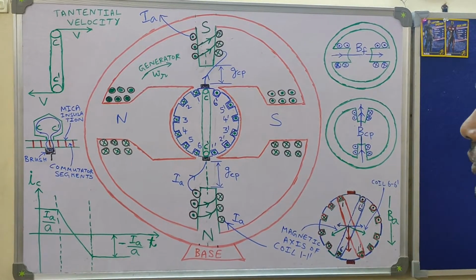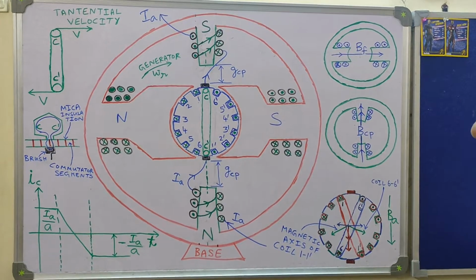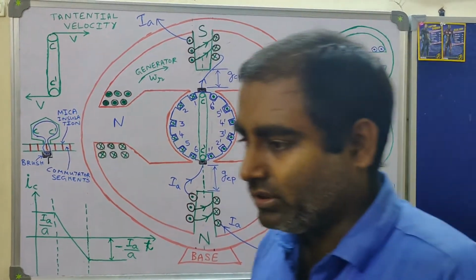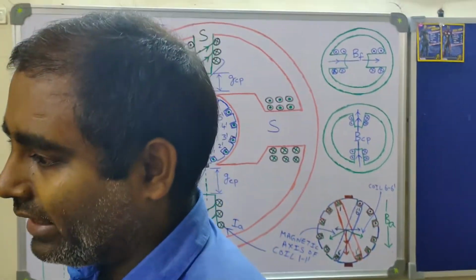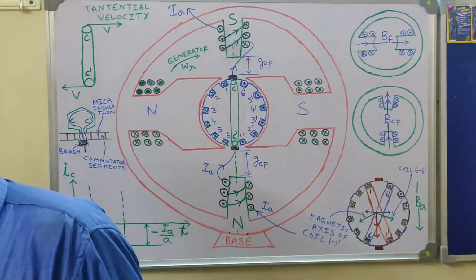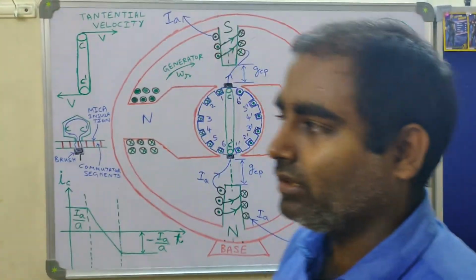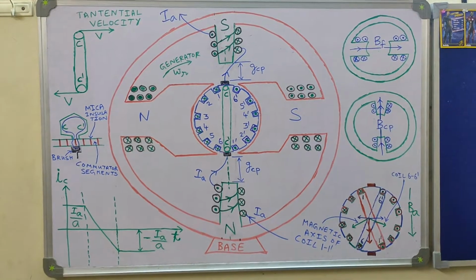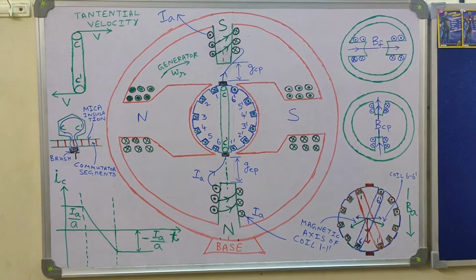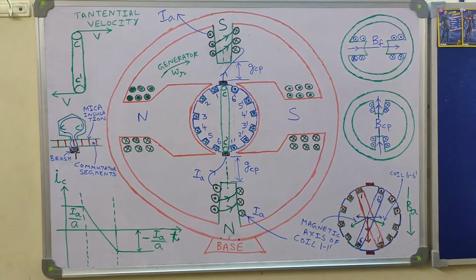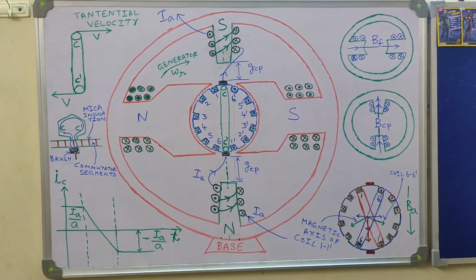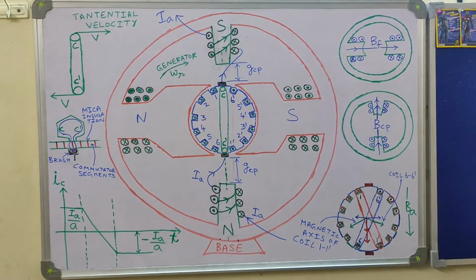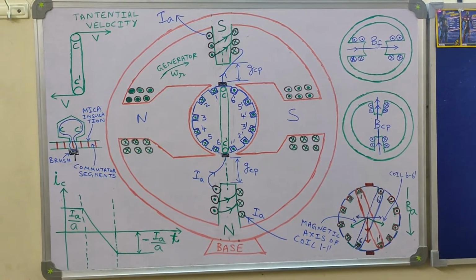Mechanical degree is something which we can see with our bare eyes. And if you multiply the mechanical degree by P by 2, you will obtain the electrical degree. Here P indicates the number of poles.